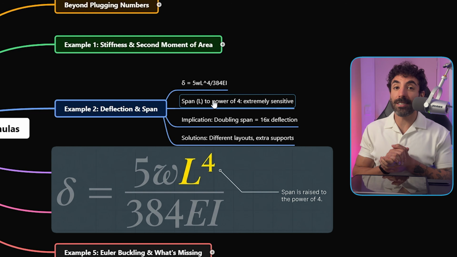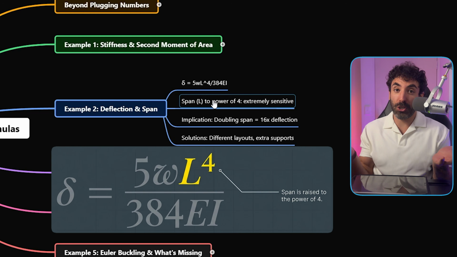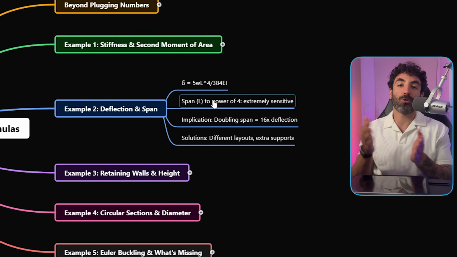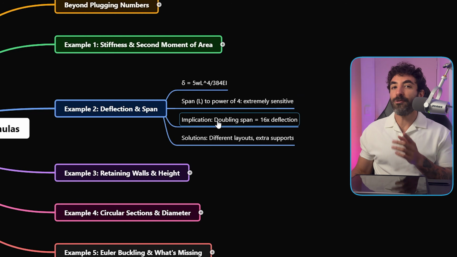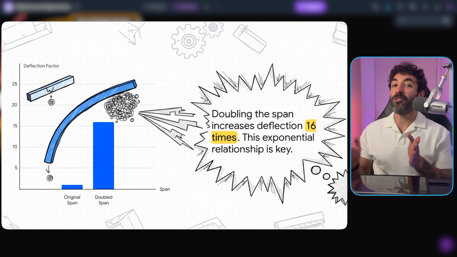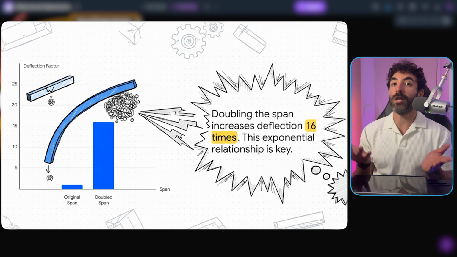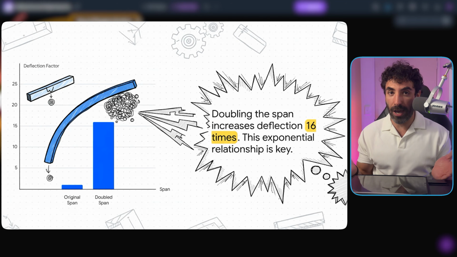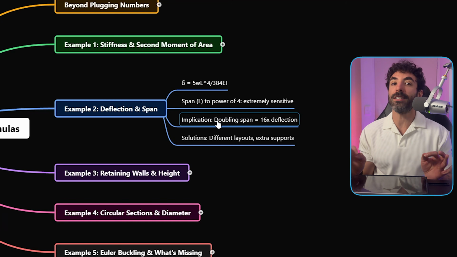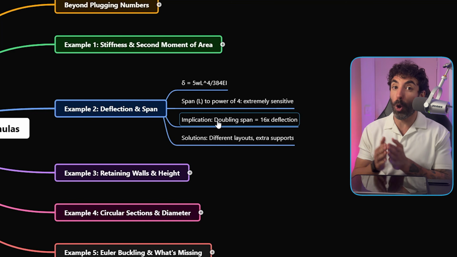L is raised to the power of 4, and that's huge. It means deflection is extremely sensitive to span. If you double the span, the deflection does not double. It goes up by 16 times. And that should immediately change how you think about long spans.